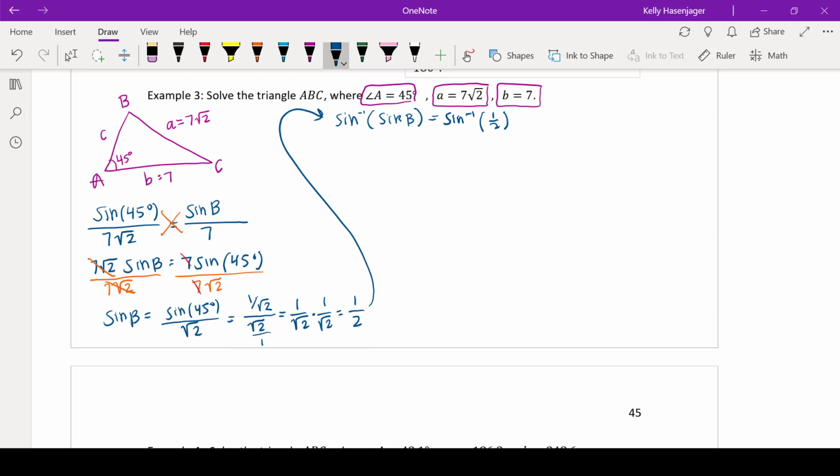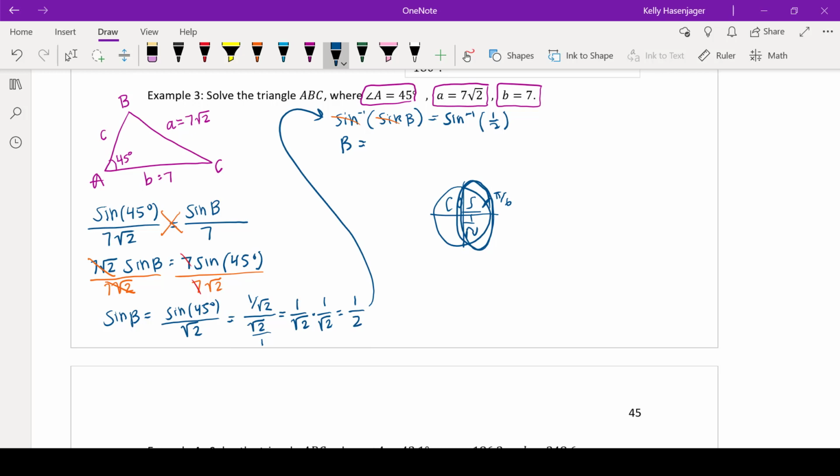Okay, so we know the properties of inverse functions. These will undo each other. So we're left with B is equal to inverse sine of 1/2. So keep in mind that when we're doing inverse sine, sine is only on this half of the unit circle. So inverse sine, that's the y value of 1/2 within this area. That's going to be over here. That's going to be pi over 6.